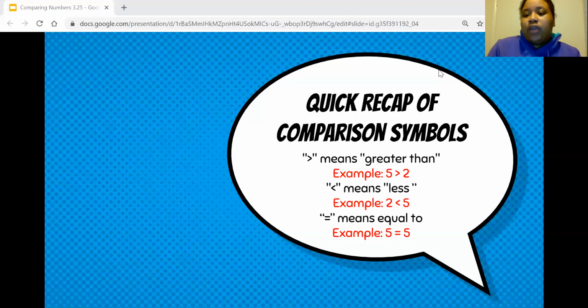Let's do a quick recap from our previous unit. The alligator mouth open to the first number means that that number is greater than the second number. For example, 5 is greater than 2. The alligator mouth open to the second number means that the first number is less than the second. For example, 2 is less than 5. The equal sign means both digits have the same value. For example, that would be 5 equals 5.